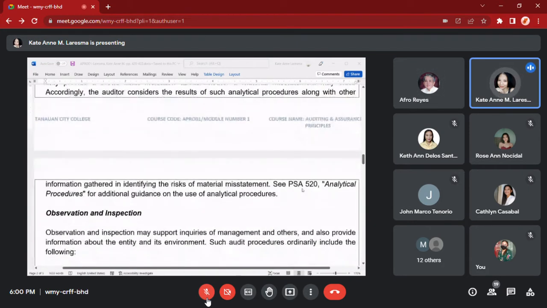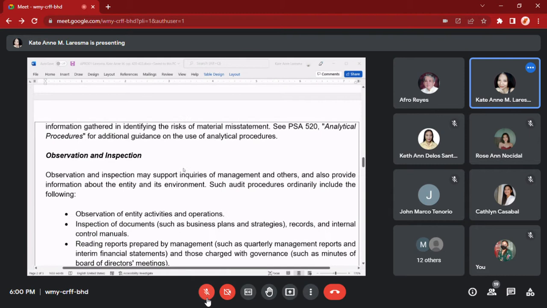See PSA or Philippine Standards on Auditing number 520 under analytical procedures for additional guidance on the use of analytical procedures. So to sum it up, dito sa step na to, first to do is to develop expectations from recorded amounts and ratios. Then second, determine natin kung yung difference ba ay acceptable at di na need imbestigahan. Then third, compare na natin kung may unusual event nga ba. Then fourth, dalawa lang yan. If no, then good. If yes, the auditor needs to investigate.